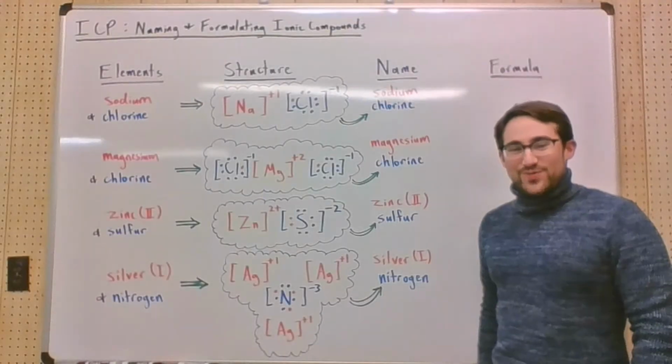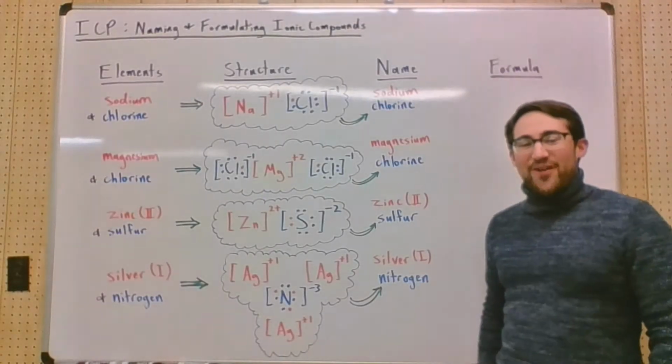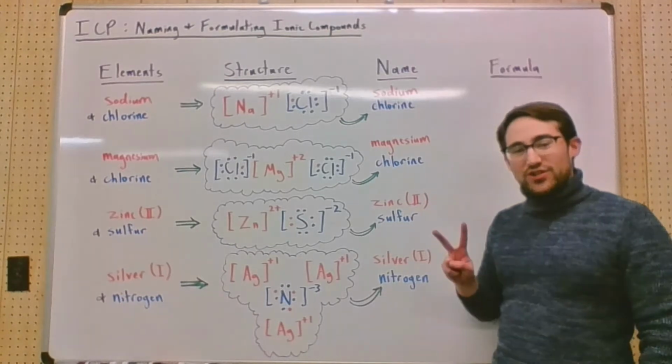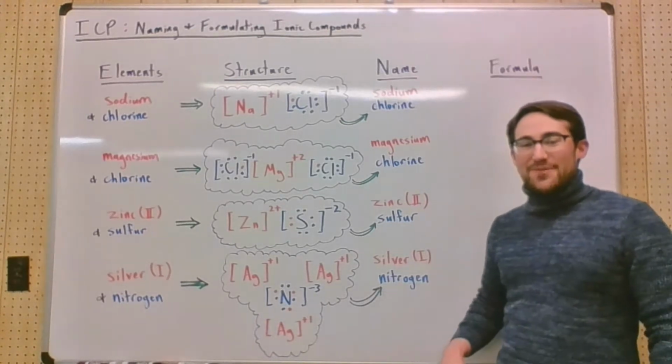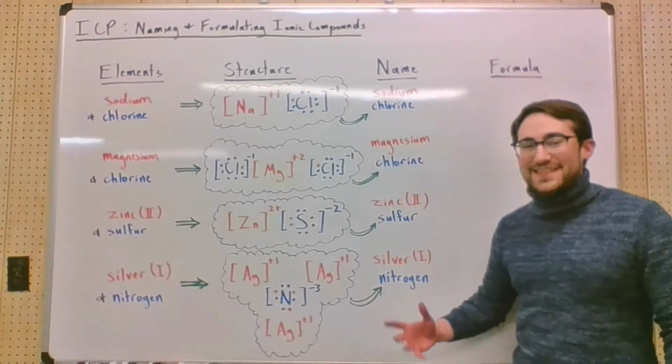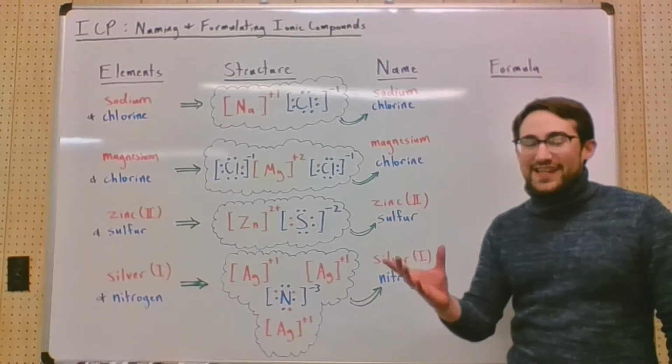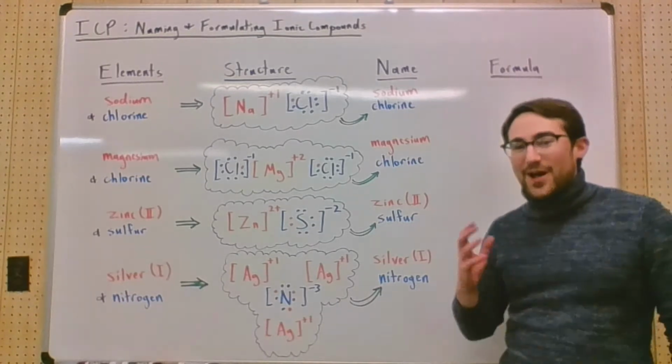All right, this is Mr. McCord's ICP class, Unit 5, assignment number 2. We're going to be looking at the ionic compounds that we've been making by a give and take of electrons, getting things charged, and having them stick together in an attraction we call an ionic bond.